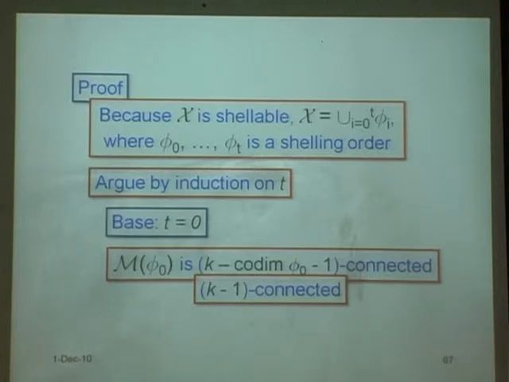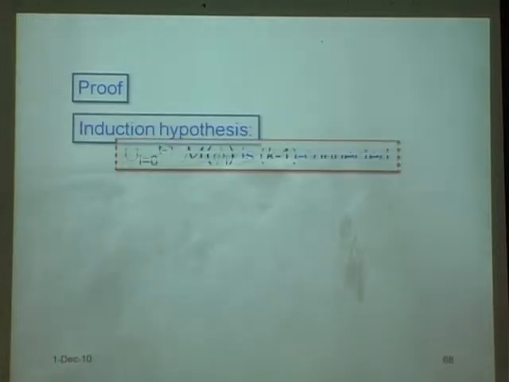I see. This is the case when we have just one facet. Yeah, so we're proving something slightly stronger, which is that every prefix of the shelling order gives you this. So our induction hypothesis is that if we take the union, remember that carrier maps have the property that m applied to a union of things is the union of m applied to the things.